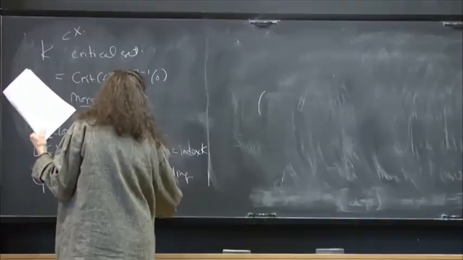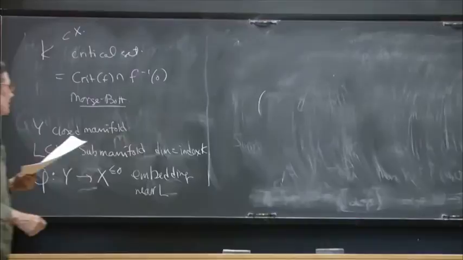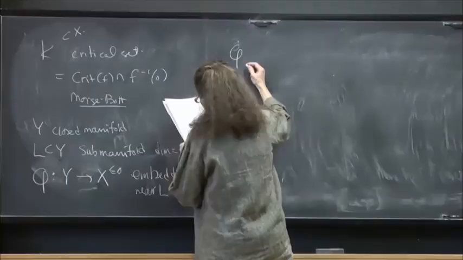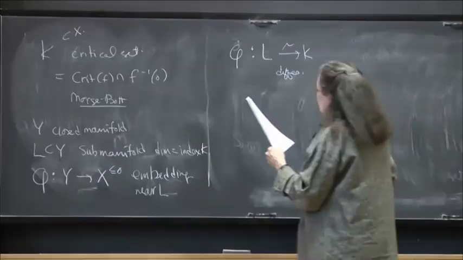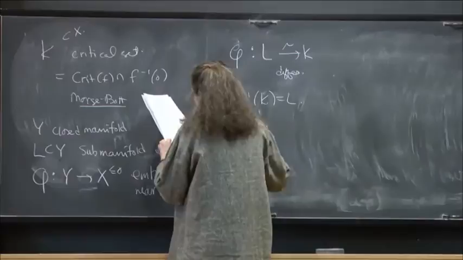It doesn't need to be in anything else, anywhere else, except continuous. And suppose that phi has the property that phi is a diffeomorphism from L onto K, so this is a diffeo. And suppose that phi inverse of K equals L. So this is called a completing manifold.